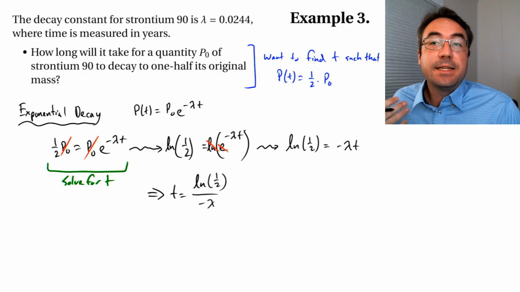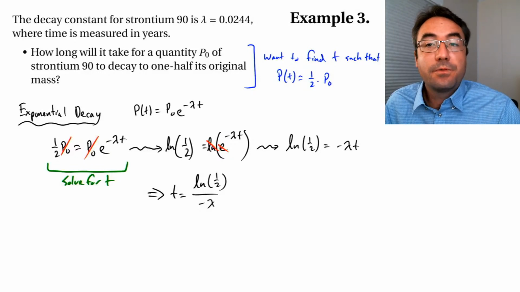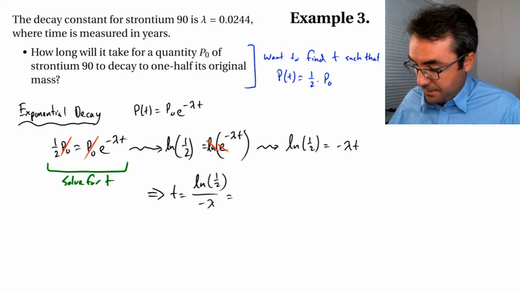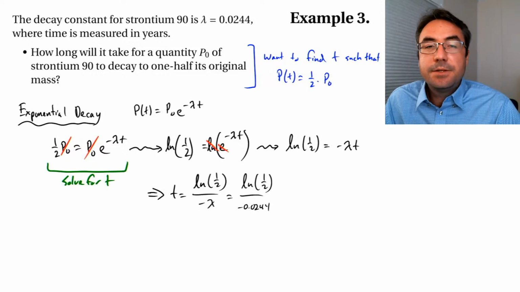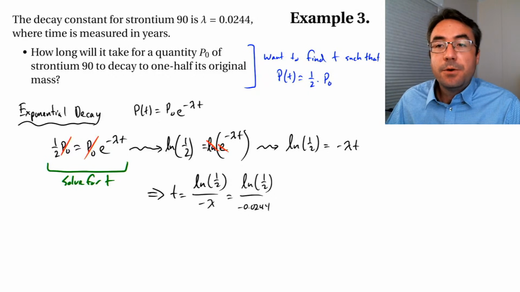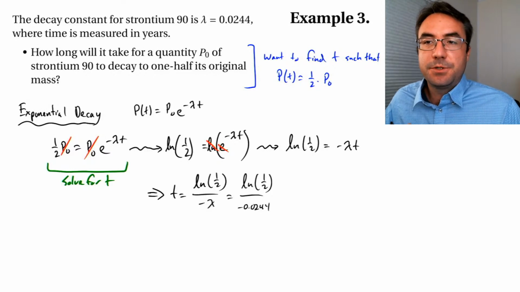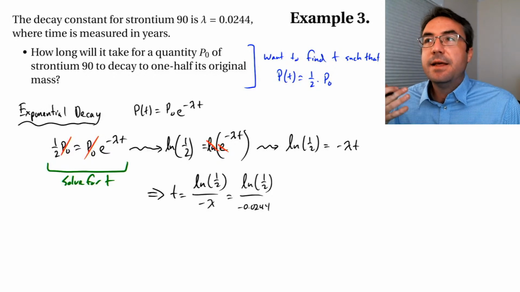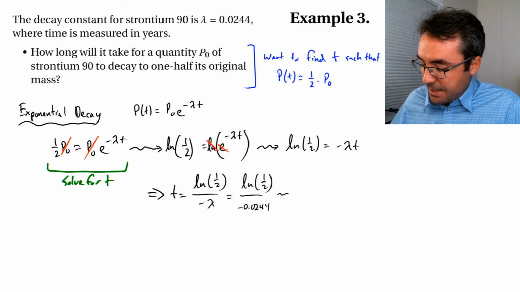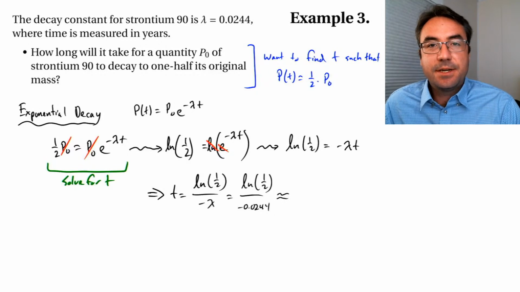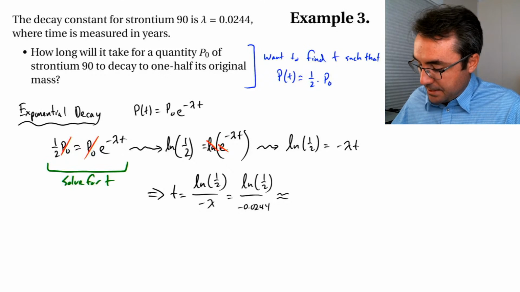We know what negative lambda is for this particular case. Strontium-90, the decay constant lambda is 0.0244. So we could just fill that in. And so if we do the calculation there, that's perfectly fine. We could leave it like that. So in the homework, you can type in your answer like that. On an exam, you could leave your answer like that. But for the context here, let's write that as a decimal. And we would see that's approximately 28.